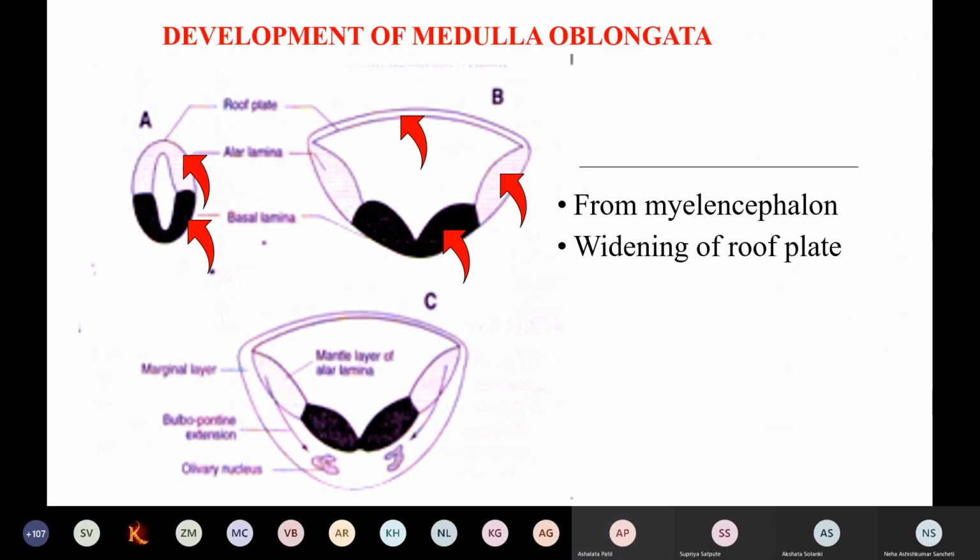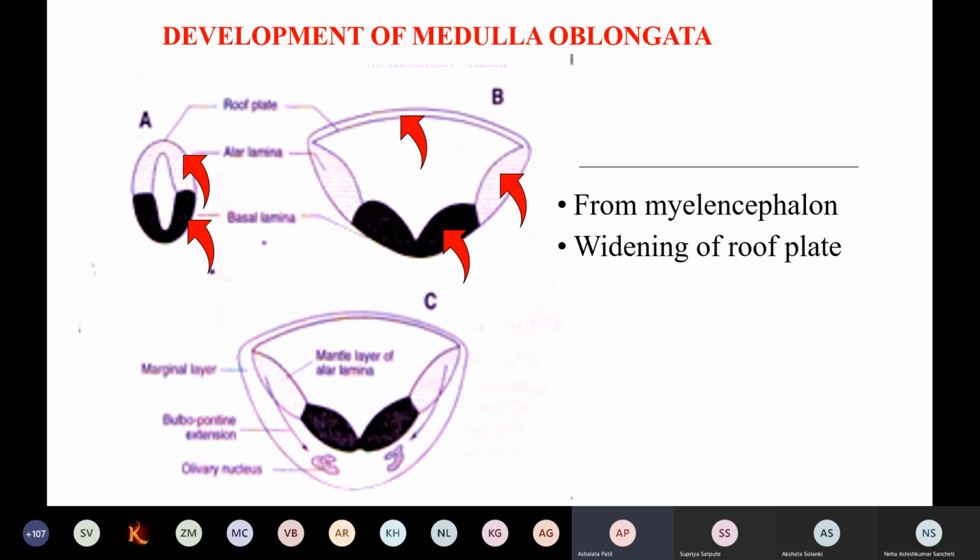So what is the development of this open part? In the lower part, it is closed, but as it approaches the pons, you can see this is the alar lamina and this is the basal lamina. As it approaches upwards, the alar lamina gets widened. With this, the roof plate of this ventricle or cavity gets widened. So this is called the open part.